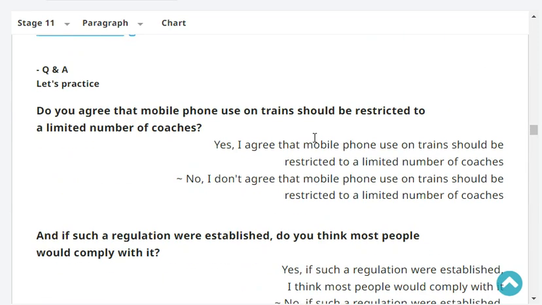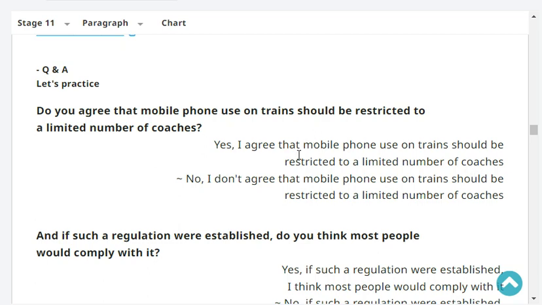Do you agree that mobile phone use on trains should be restricted to a limited number of coaches? Yes or no? Yes, I agree that mobile phone use on trains should be restricted to a limited number of coaches.